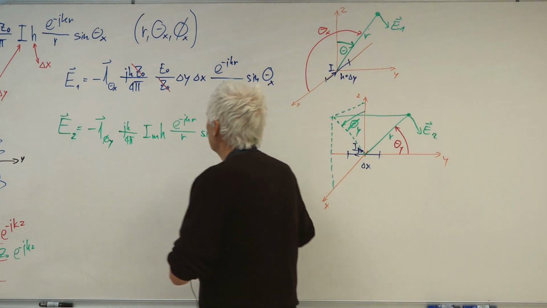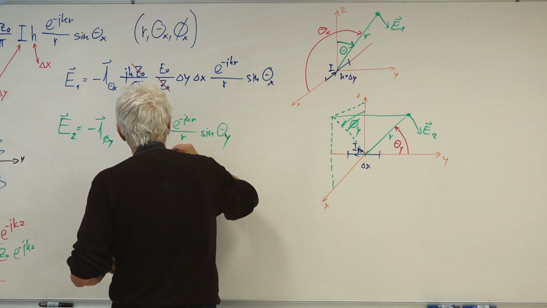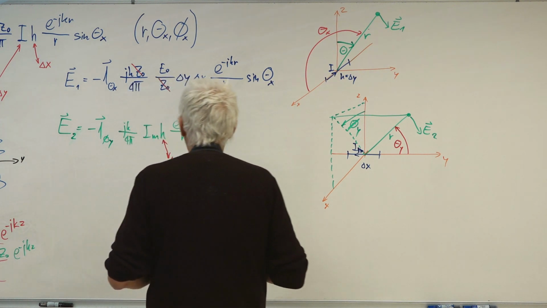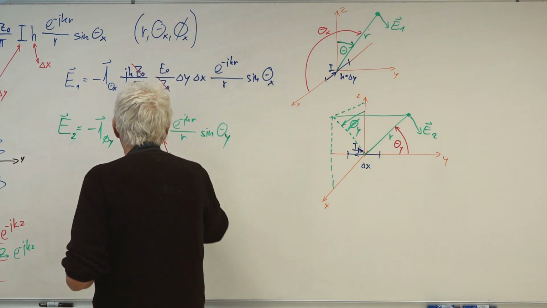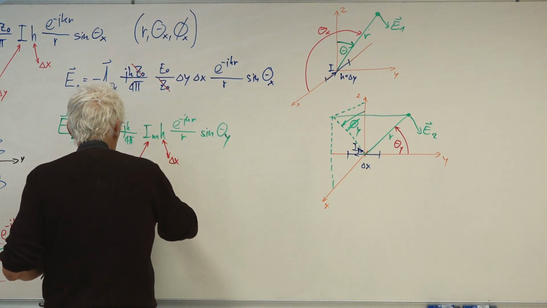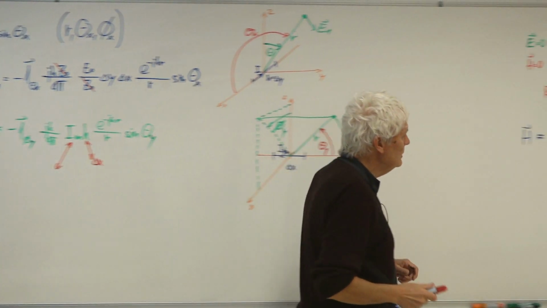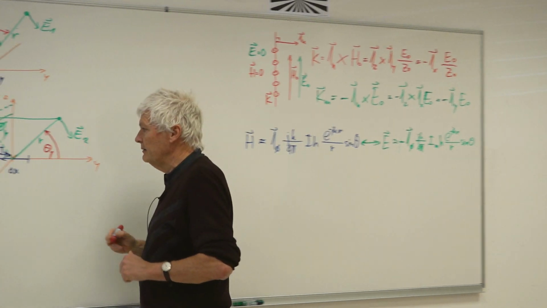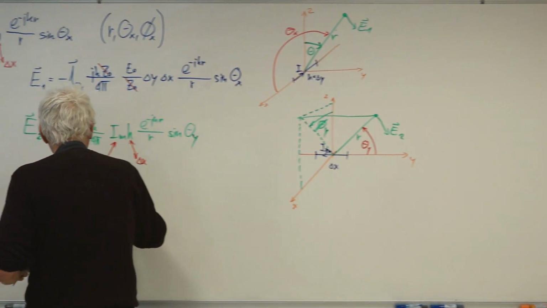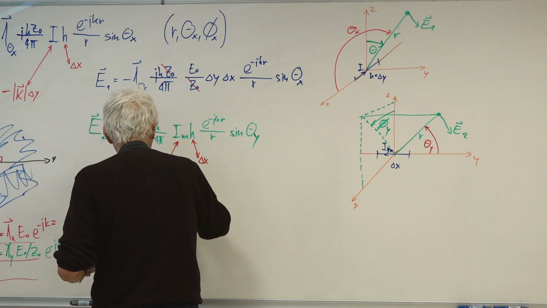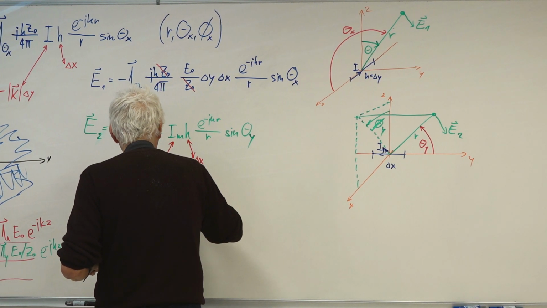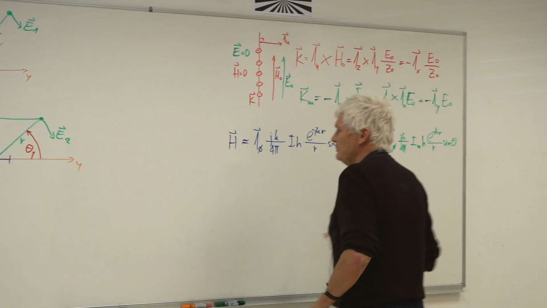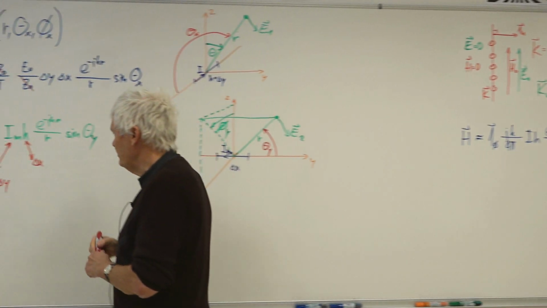H is now what? H is now delta x. The length of my magnetic current is delta x. And the magnetic current itself is what? It is K magnetic, the magnitude of K magnetic, times delta y, and there is a minus sign in front. There's a minus sign in front because this current is flowing in the opposite direction.